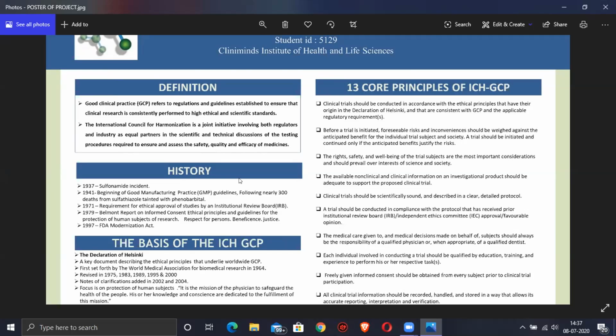This led to the formation of the Pure Food and Drugs Act, which is like the predecessor for the FDA of today. Then in 1941, because of the sulfathiazole accident which happened, it led to the formation of the good manufacturing practice guidelines. So companies which manufacture drugs today have to abide by good manufacturing practices to be certified and also be allowed to market their particular drugs.